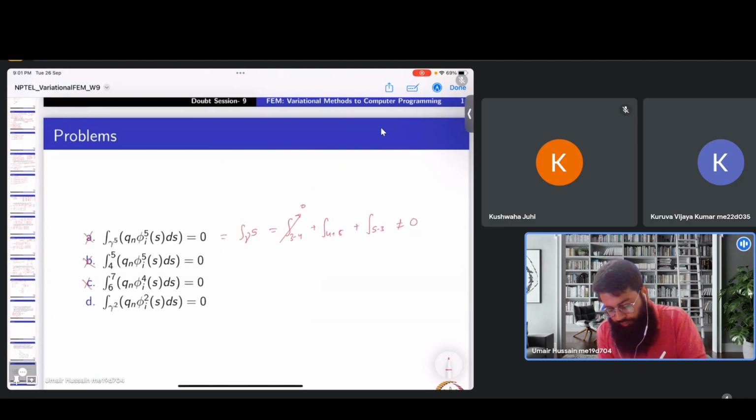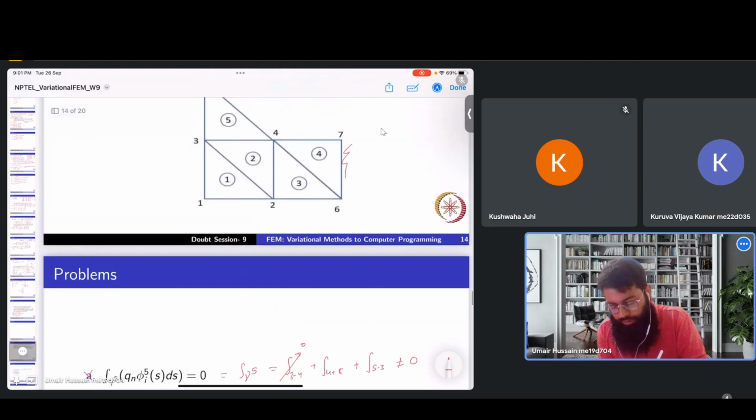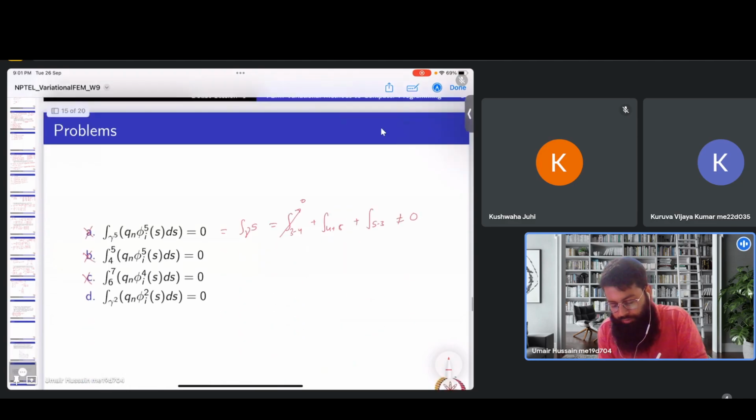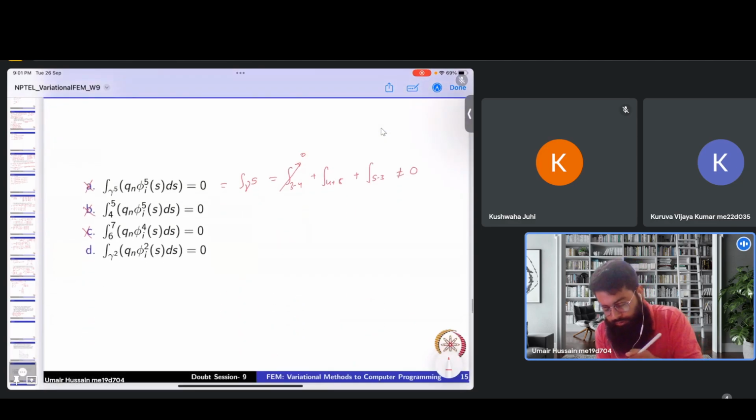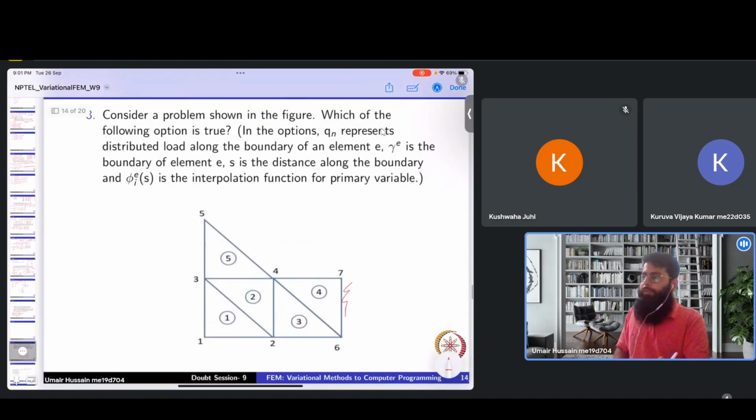Then we have the integral over the element gamma 2. If you see, each of these edges of gamma 2 is an internal edge. So there is no Neumann boundary term here. So this is definitely going to be 0. So this is the correct option here. So I hope this was clear.